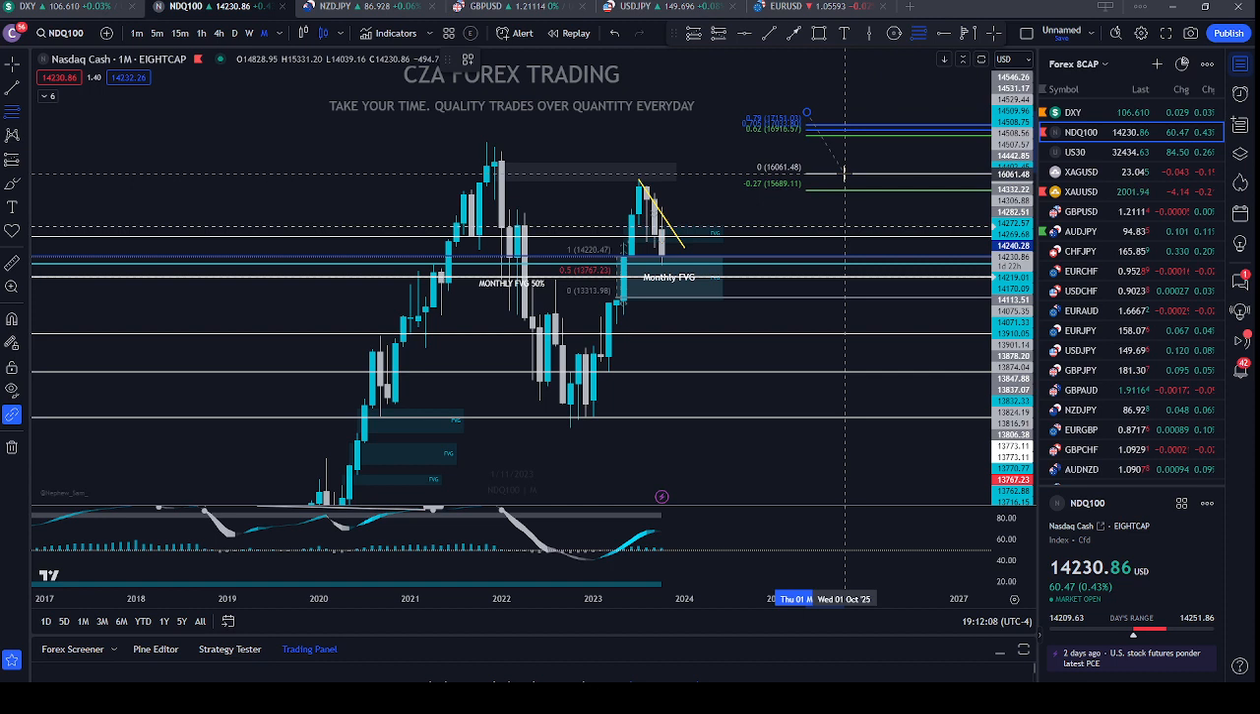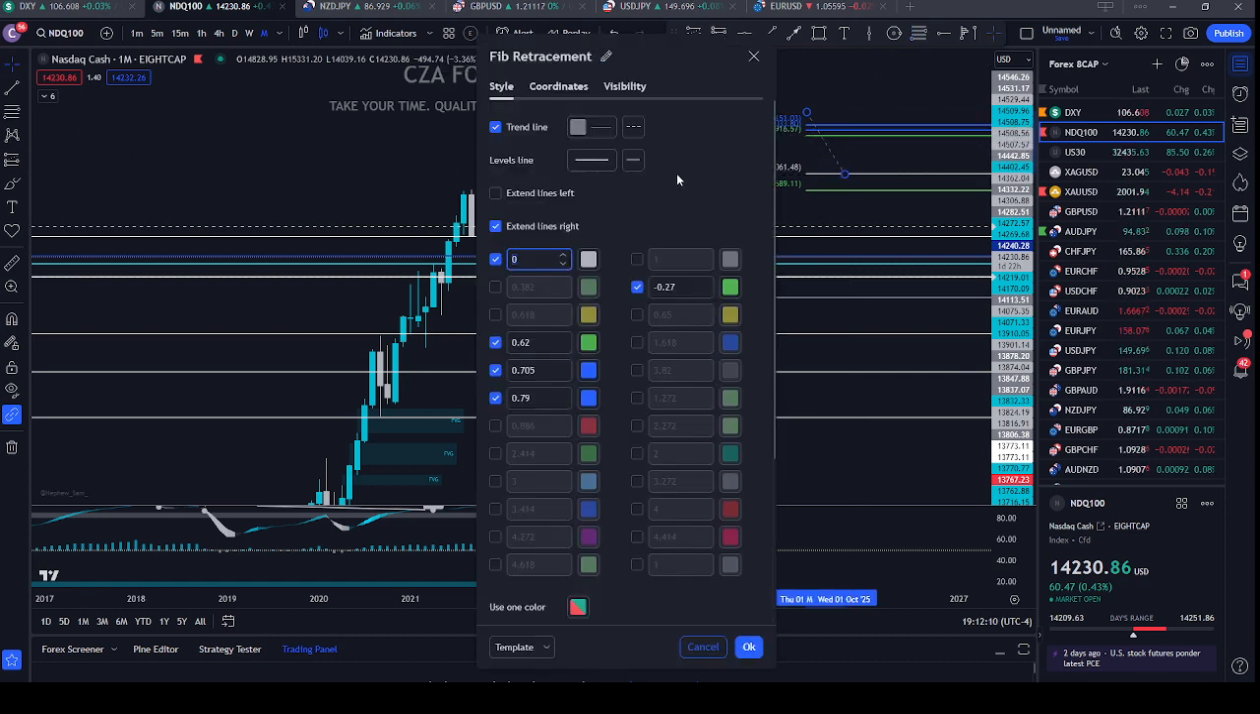Fibs, I'll show you right now my settings. Fib settings have modified a little bit. Fibs are 0, 0.62, 0.705, 0.79, negative 0.27. What do these mean, right? 0 is where I'm drawing from, and 1, which it doesn't print, is where I stop drawing. So I'll draw from one point to the next point, and then the fibs on 0.62, 0.705, and 0.79. These are my entry fibs.